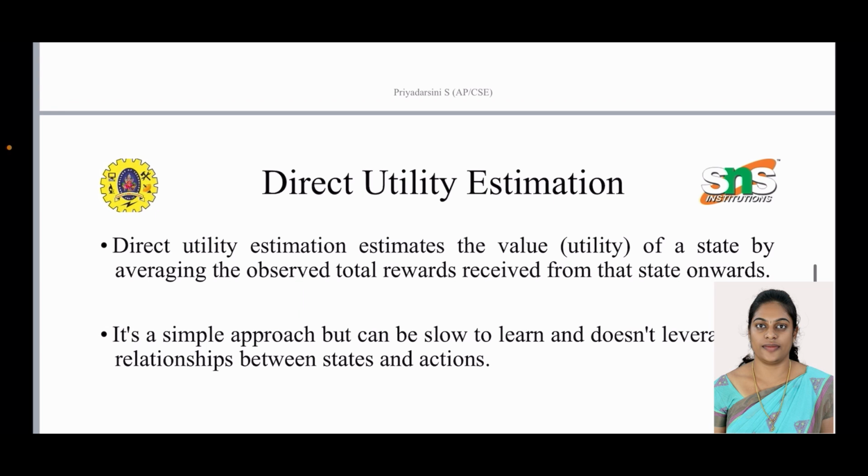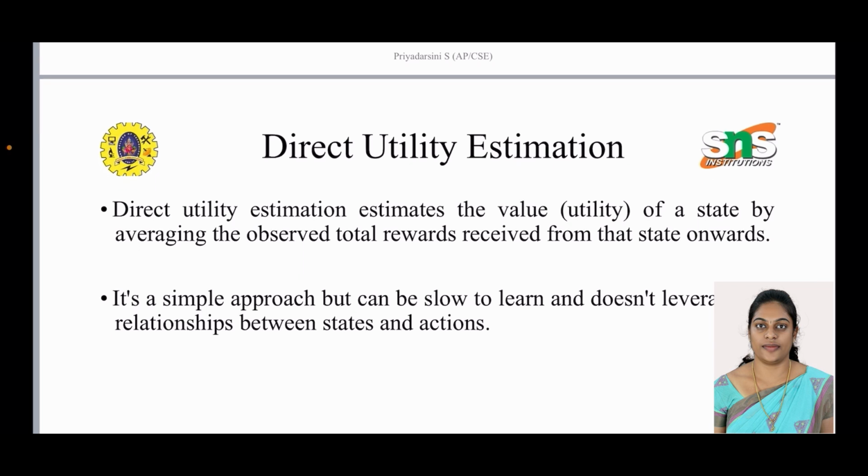What is direct utility estimation? Imagine you are in a maze. Direct utility estimation would involve remembering the total reward you received from each point in the maze on average. This can be slow, especially for large environments.